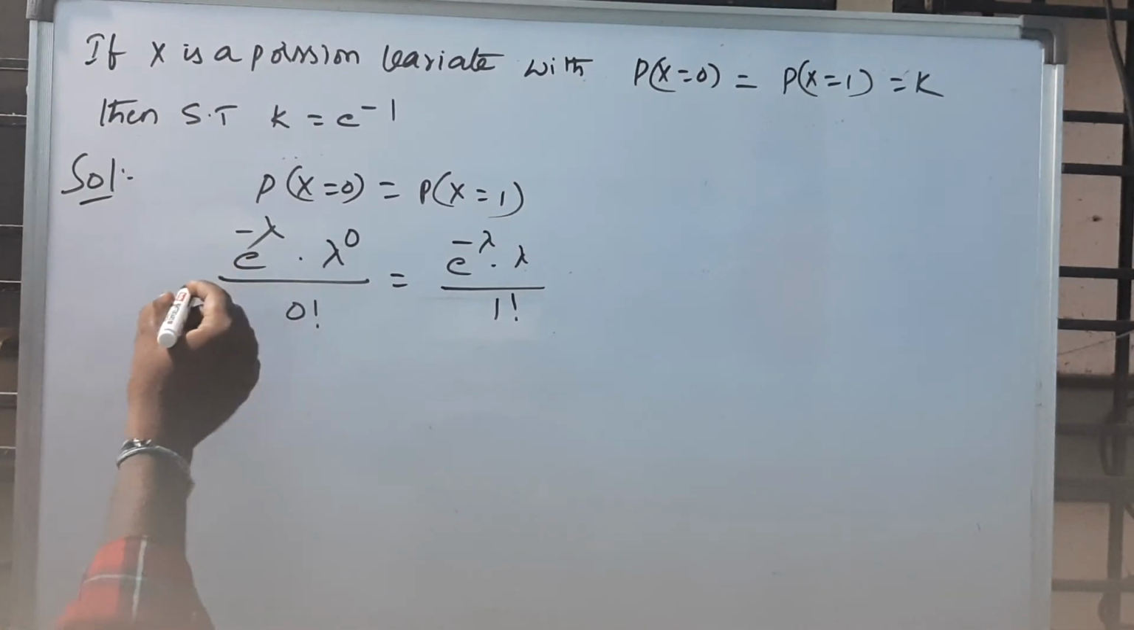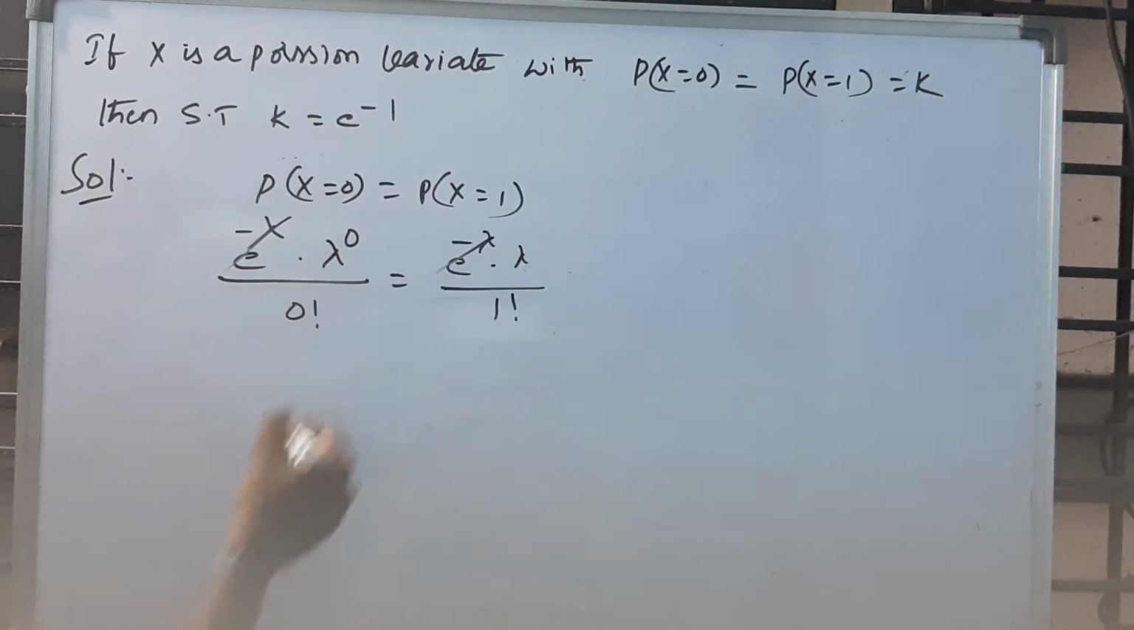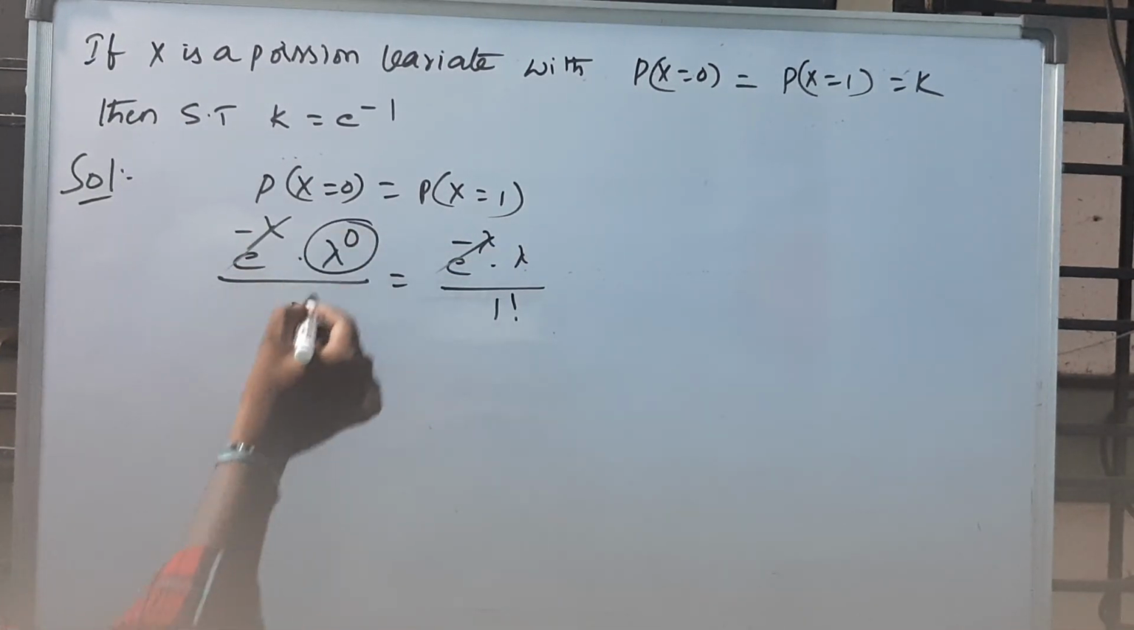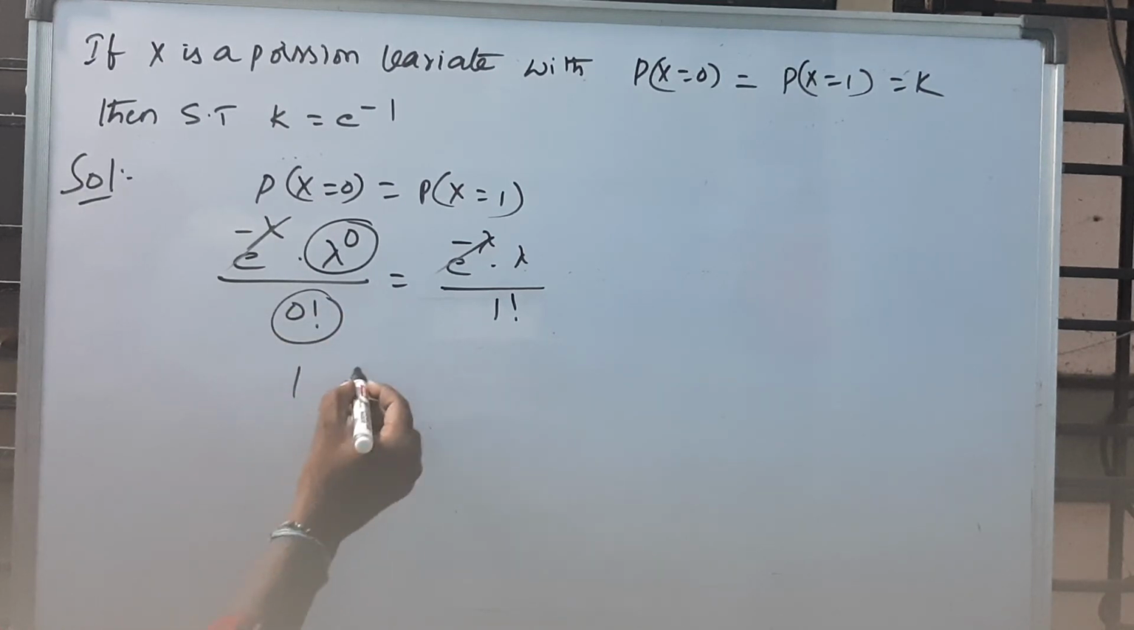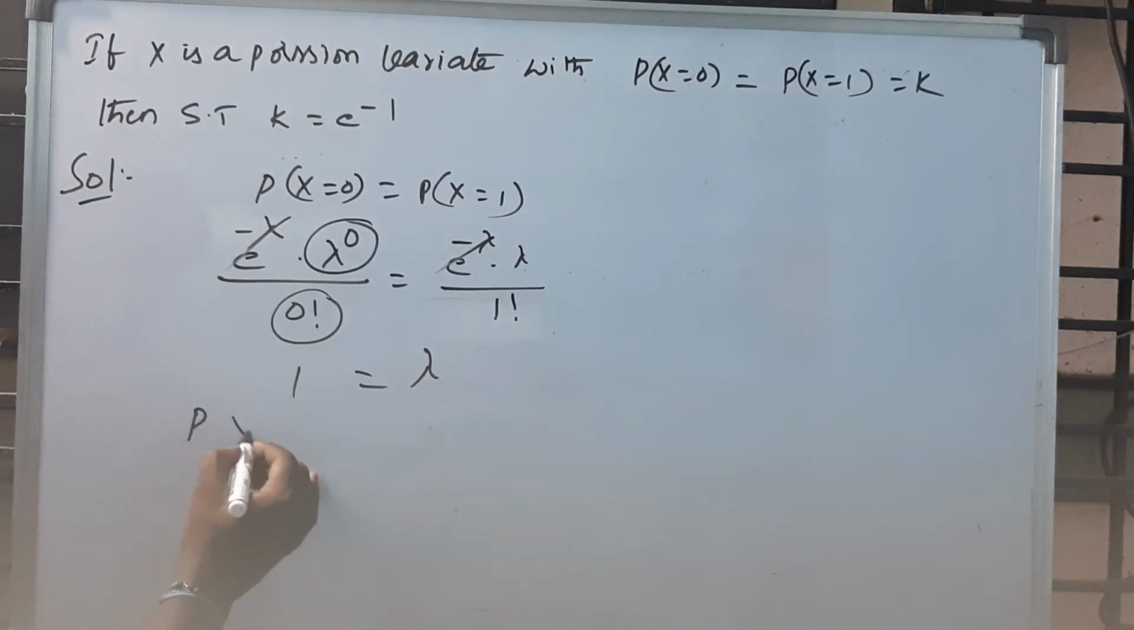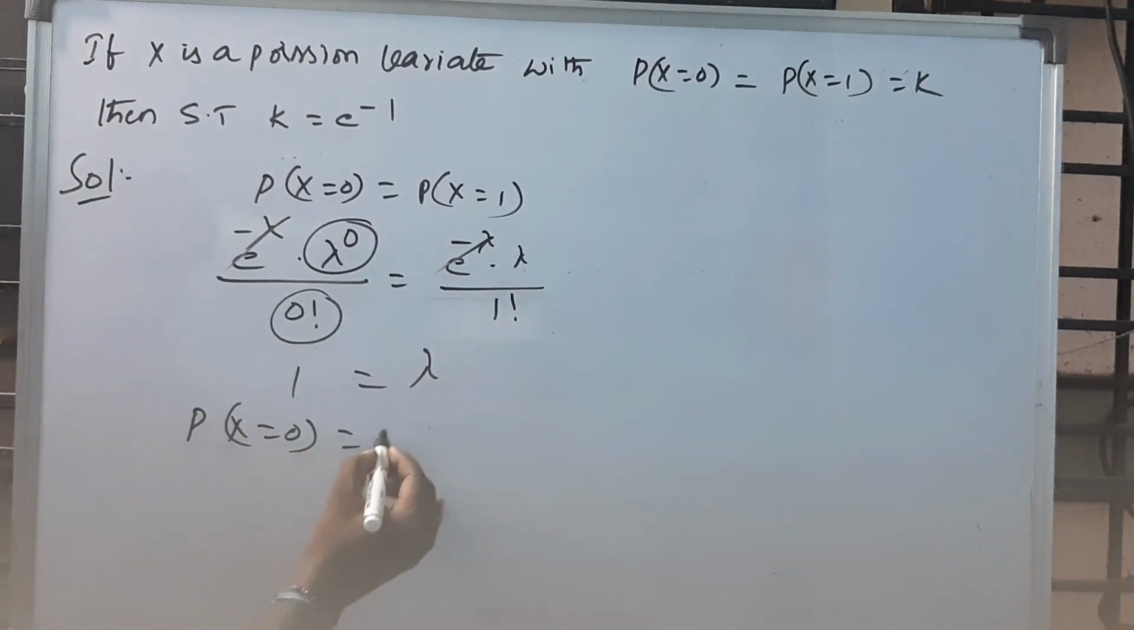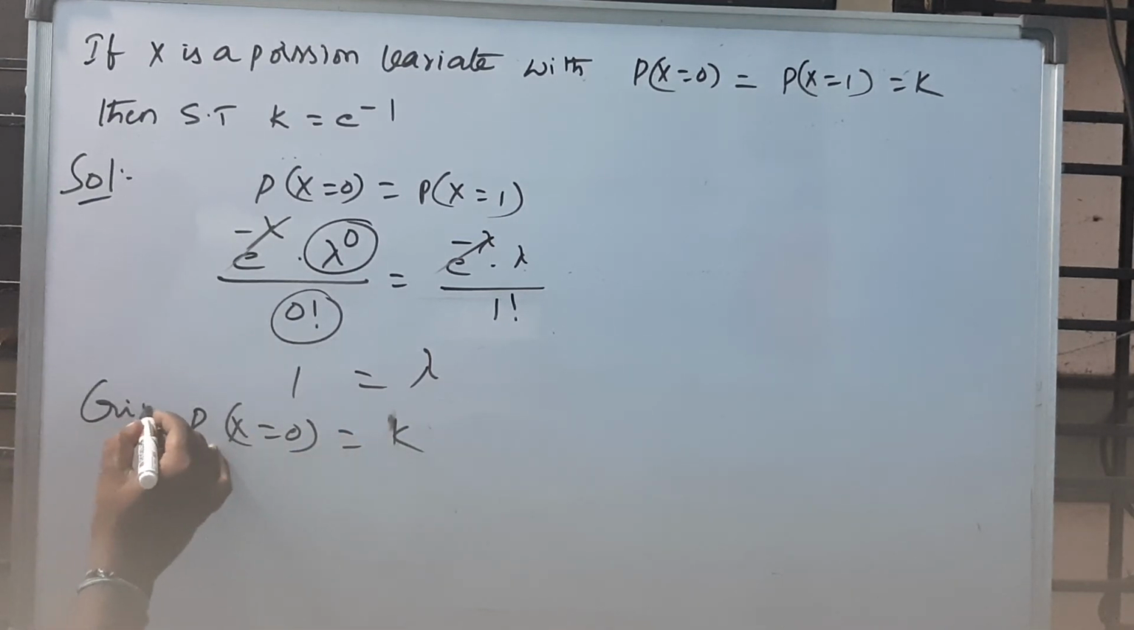So here e power minus lambda, e power minus lambda cancel. Lambda power 0 is 1, 0 factorial also 1. 1 is equal to lambda by 1 factorial, which is 1. So lambda is equals to 1. So here p of x equal to 0 is equal to k, it is the given value. Okay.